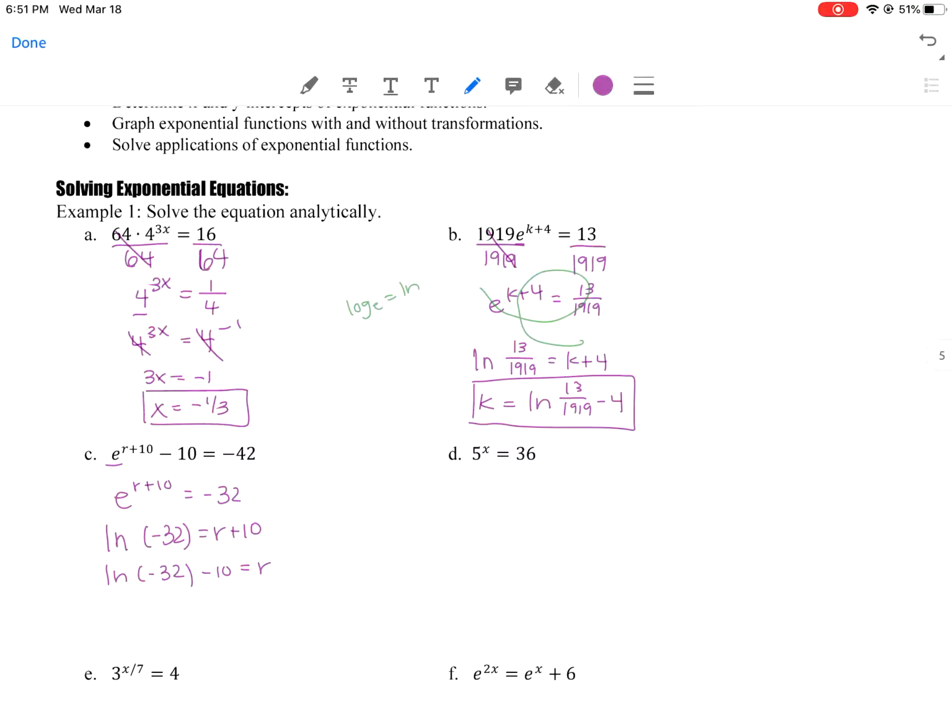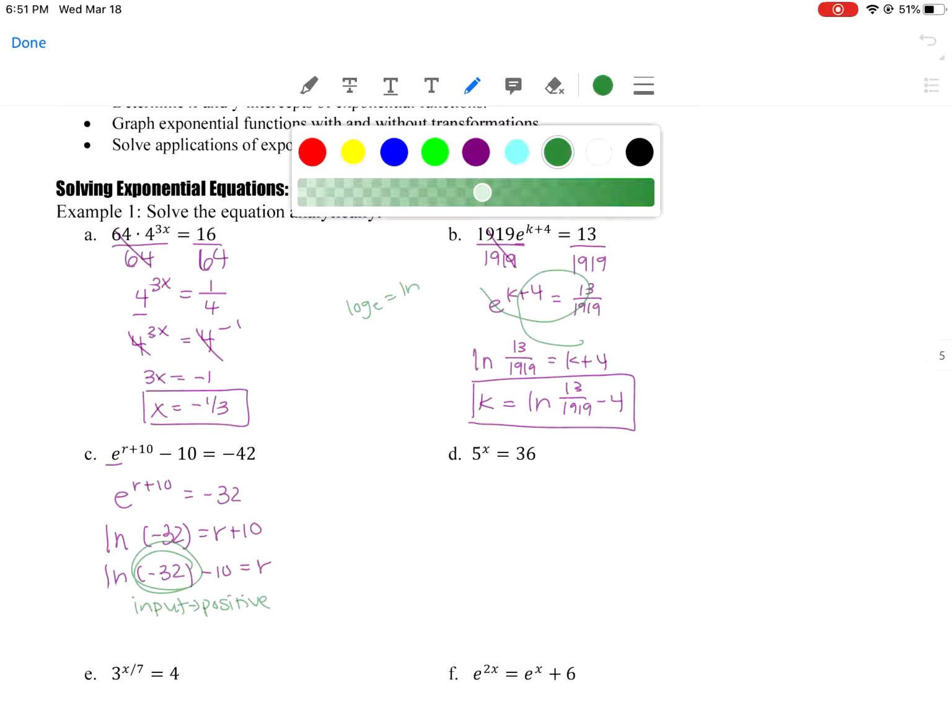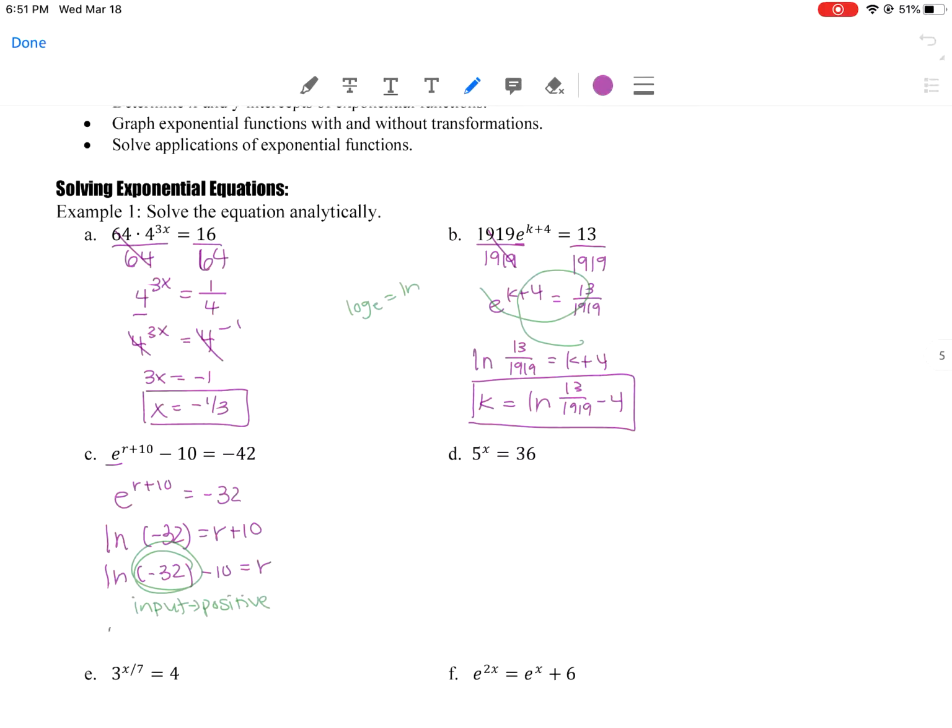Okay, you're all good to go, looks great, I got an answer, but be careful what's true about that input. Remember the input must be positive for a log. So therefore, we can't actually have that as our solution, right? Because we wouldn't have a negative input, so this one is actually no solution.